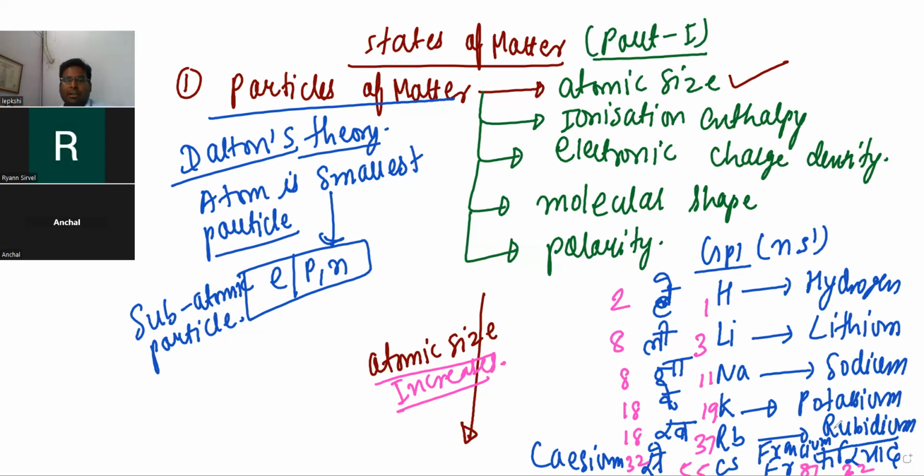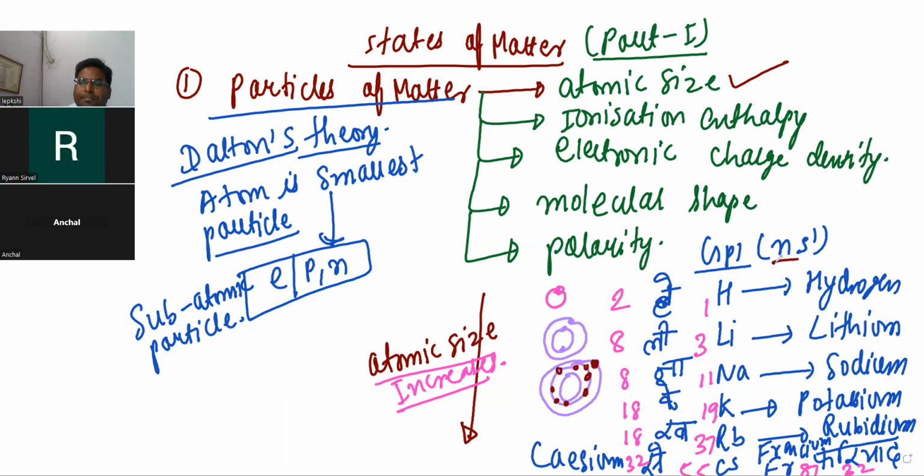Understood? So you can see that hydrogen contains only one orbit and it has one electron, right? In the similar manner, lithium will contain two electrons in the first orbit and one electron in the second orbit. Sodium, so 1, 2, 3. The last will contain one electron and the second will contain 8 electrons. 1, 2, 3, 4, 5, 6, 7, 8. And the last will contain one electron.